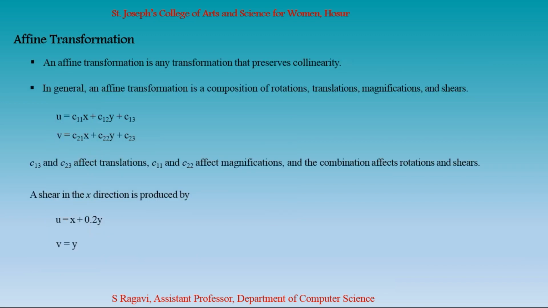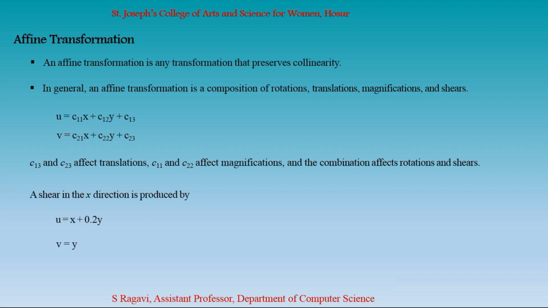Next, let us see about affine transformation. An affine transformation is any transformation that preserves collinearity. In general, an affine transformation is a composition of rotations, translations, magnifications and shears, and it is given in mathematical representation as u equals c11x plus c12y plus c13, v equals c21x plus c22y plus c23, where c13 and c23 affect translations, c11 and c22 affect magnifications, and the combination affects rotation and shears.